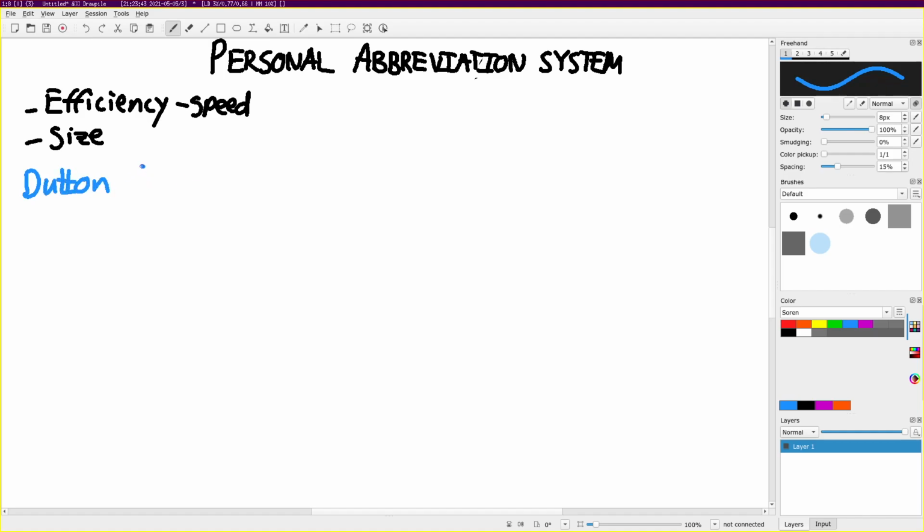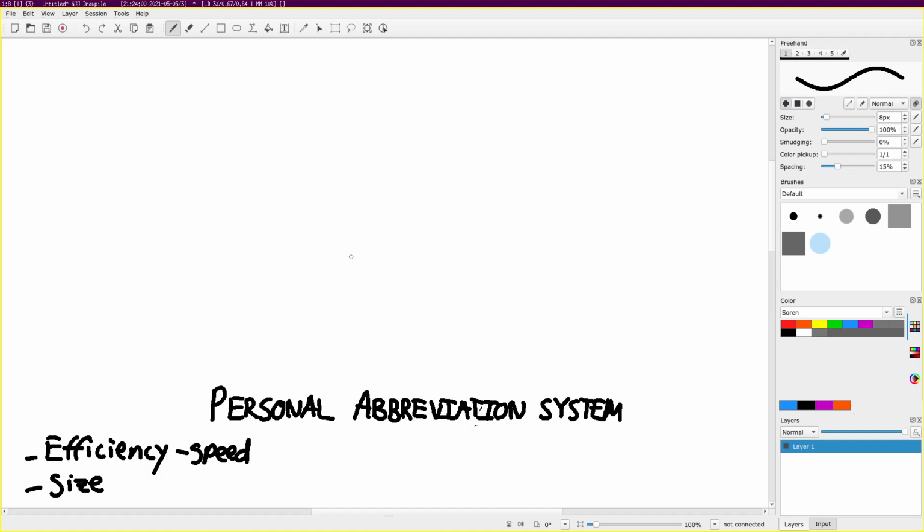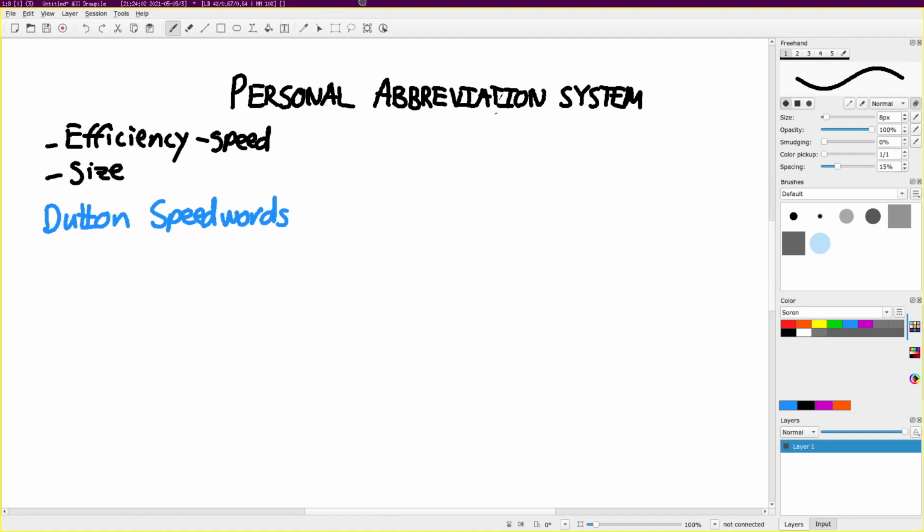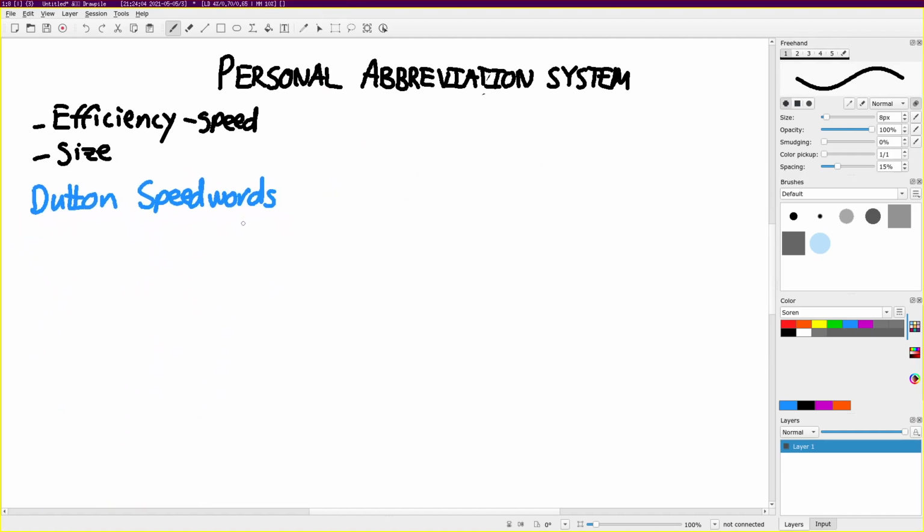So the first one is called Dutton Speedwords. You will find some stuff about this online. There's not a lot about it. The print resource is out of print. Some people have put some parts of that online, though. And I actually printed a dictionary of my own based on one of those sites. I don't believe it's public anywhere. I think it may be out of copyright, and if it is, I might consider putting that up at some point in the future. But you can probably find it if you look around and you're really interested.